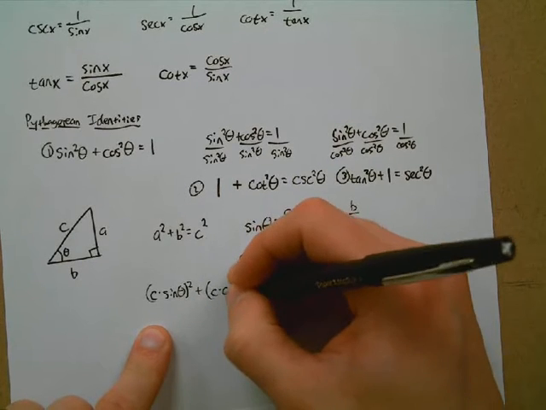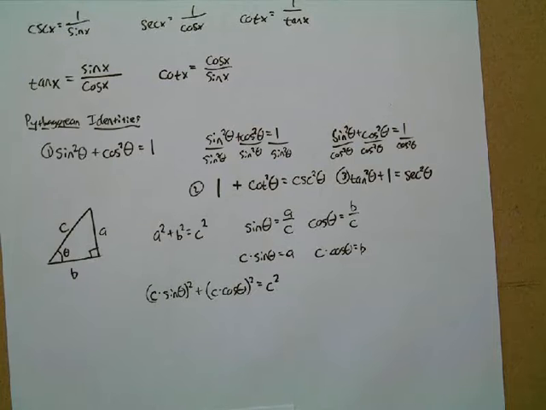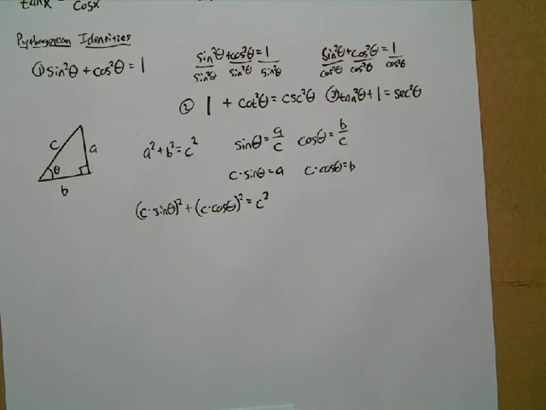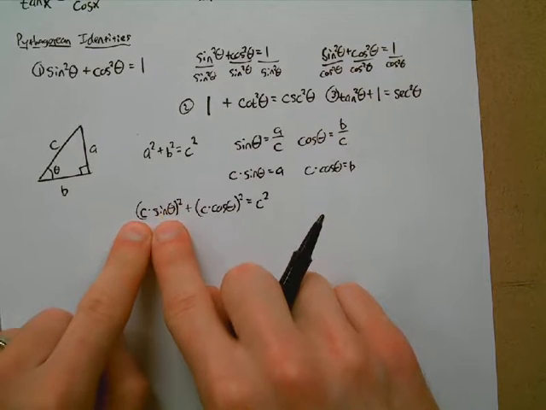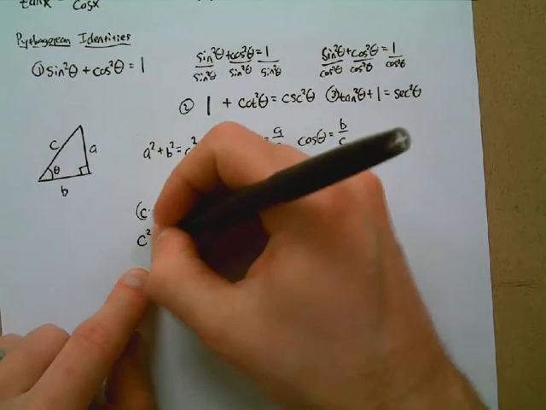Now, since I'm squaring this product, we can distribute that square. So I could rewrite that as c squared times the sine squared of theta plus, and the same deal here. Both the c and the cosine are being squared here. It's a product, so we can distribute this square. C squared cosine squared theta equals c squared.